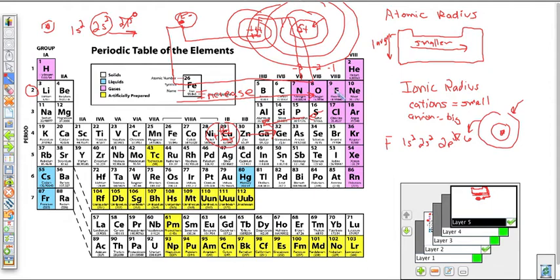But look at fluorine right here. Fluorine is going to be super small, and it's going to have 9 positive charges. Its electrons are not going to go beyond shell 2. So it has 9 positive charges, shell 2, and so it's going to pull those electrons in really strong. So fluorine is going to have an extremely strong electronegativity. Chlorine also has an extremely strong electronegativity.